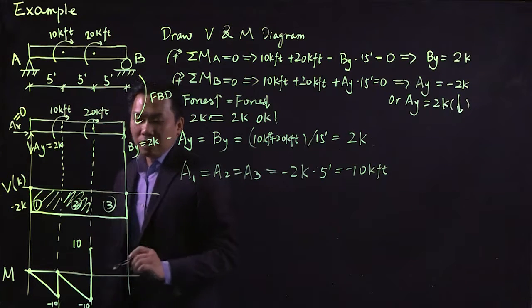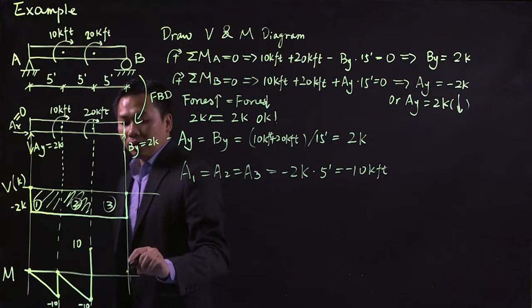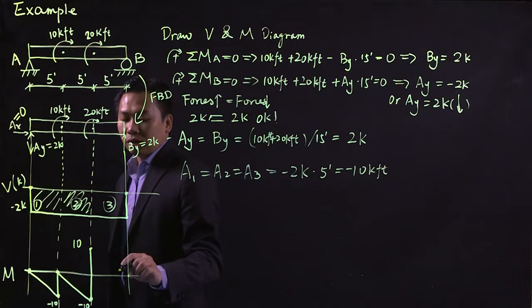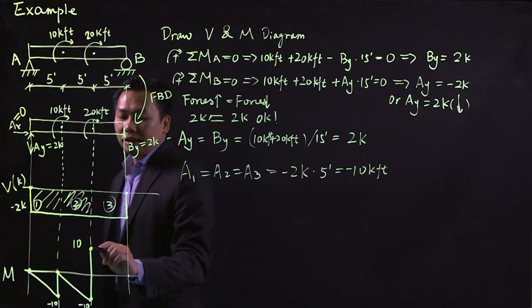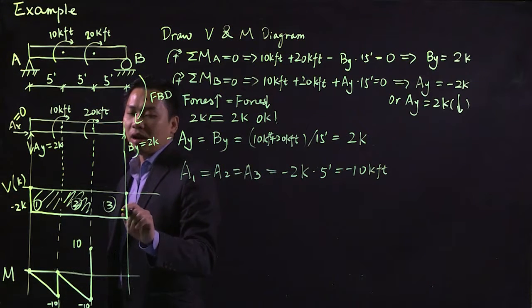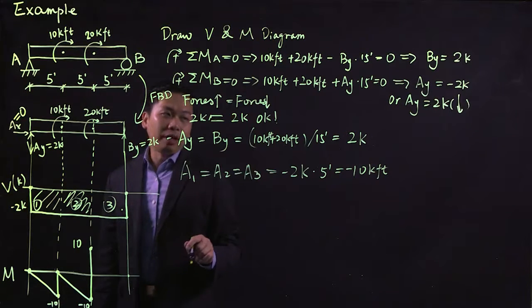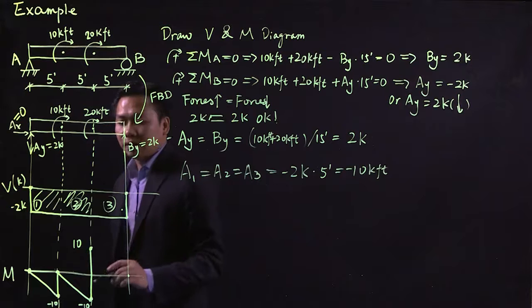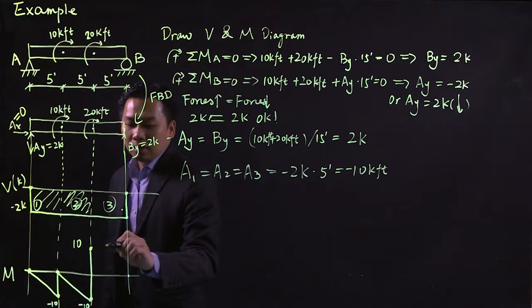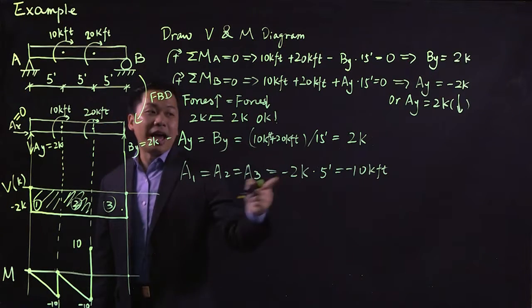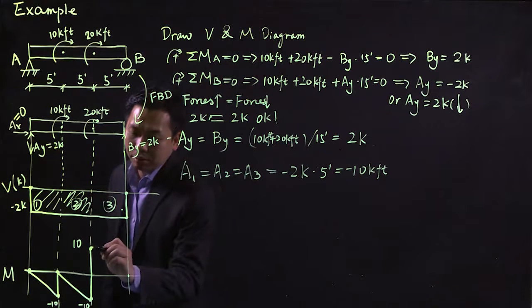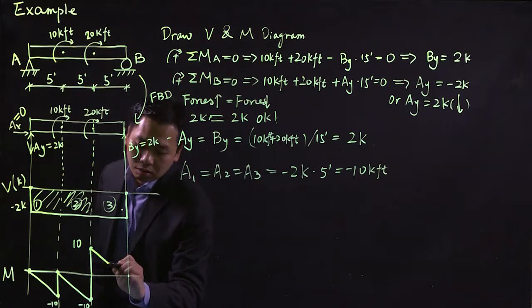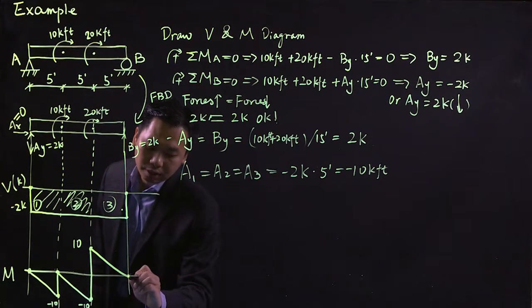After that concentrated moment, the moment at this point is going to equal the moment at the previous point plus the area of A3. The area of A3, again, is -10 kip feet. You start from +10 kip feet, add that -10 kip feet, and that brings your moment diagram back to 0.